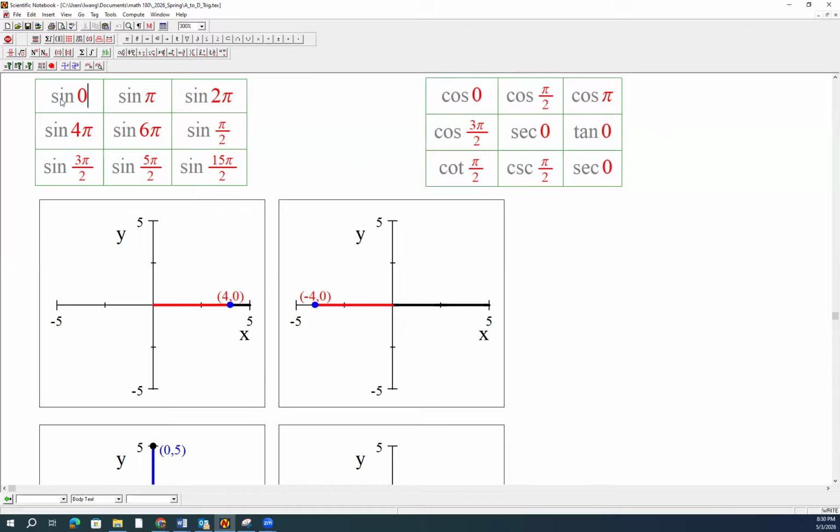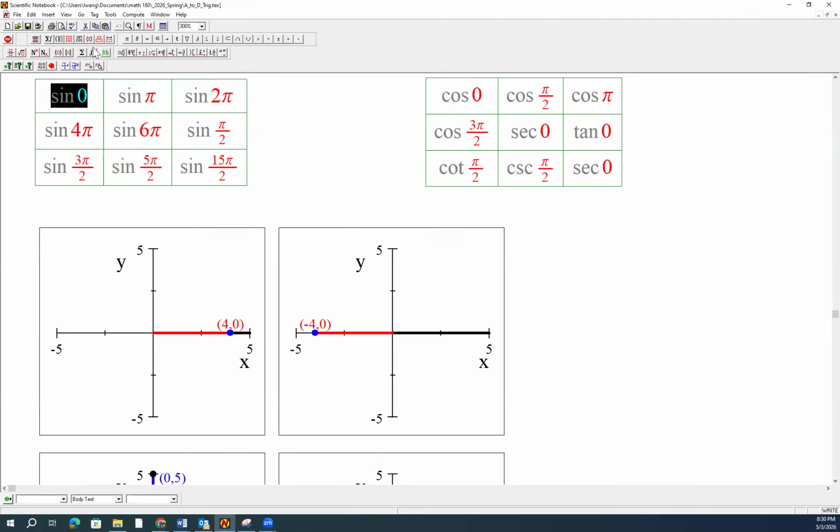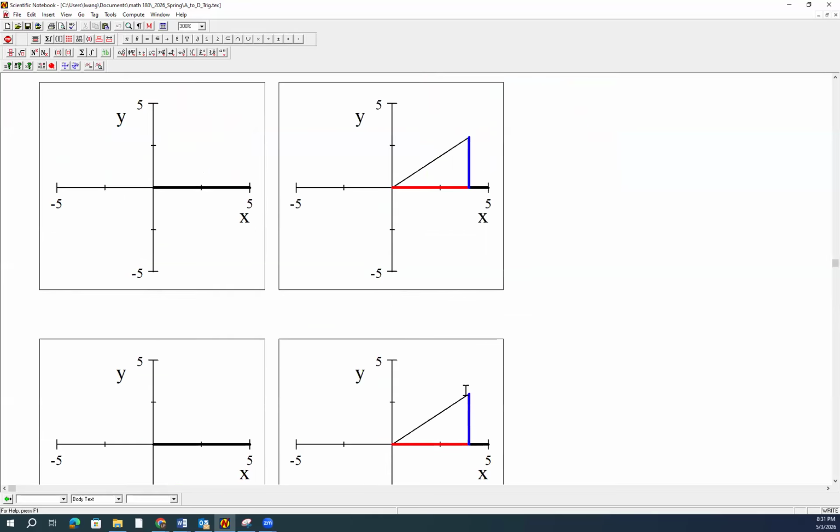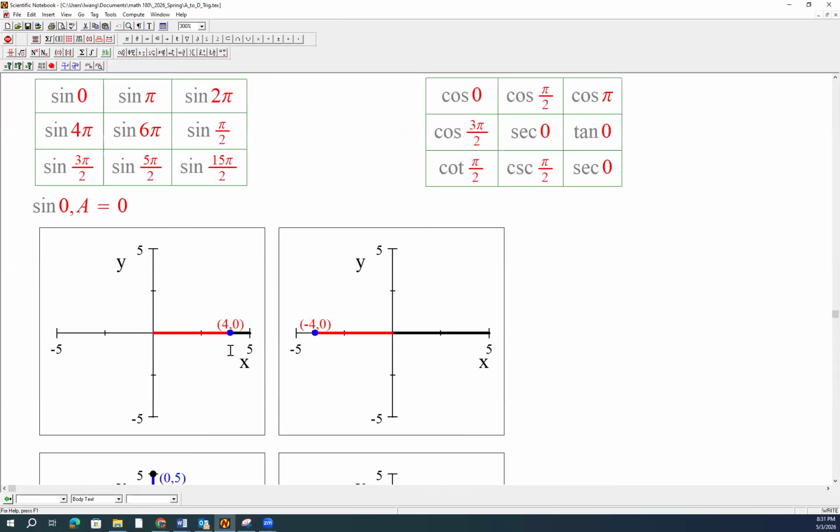On the first table, when we look at sine 0, A is the angle, right? So in this case, A is 0. How would we measure angle 0? We measure angle 0 starting from the starting position and ending on the same terminal. So if you look at the way we measure, the terminal overlaps with the starting line and blue is shrunk to a dot, so we only have red.